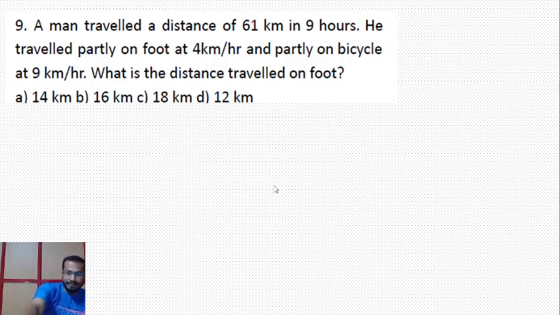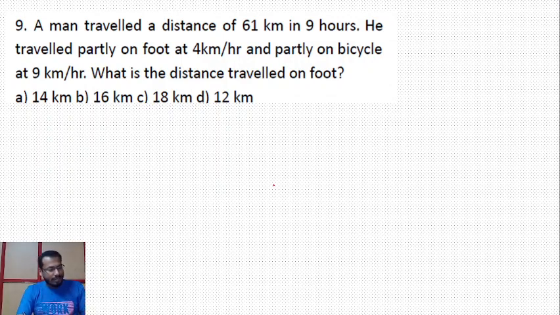Next question. A man traveled a distance of 61 kilometers in 9 hours. He traveled partly on foot at 4 kilometers per hour and partly on bicycle at 9 kilometers per hour. What is the distance traveled on foot?